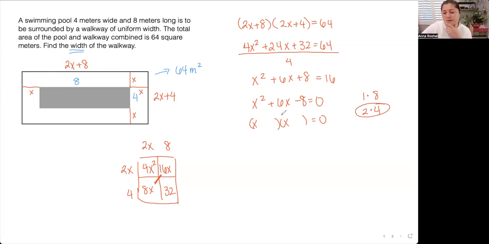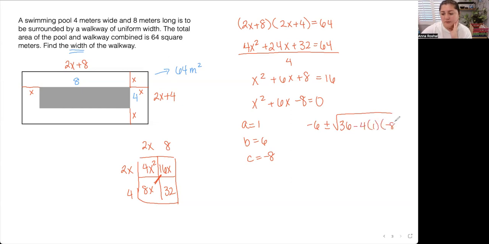Nope, it is not going to be those two because we want a -8. Unfortunately, this is not one that we can factor because that won't work. So we're going to use the quadratic formula. So my A is 1, my B is 6, and my C is -8. So I have -6 plus or minus 6 squared is 36 minus 4 times 1 times -8. So this will be 36 plus 32, which is 68.